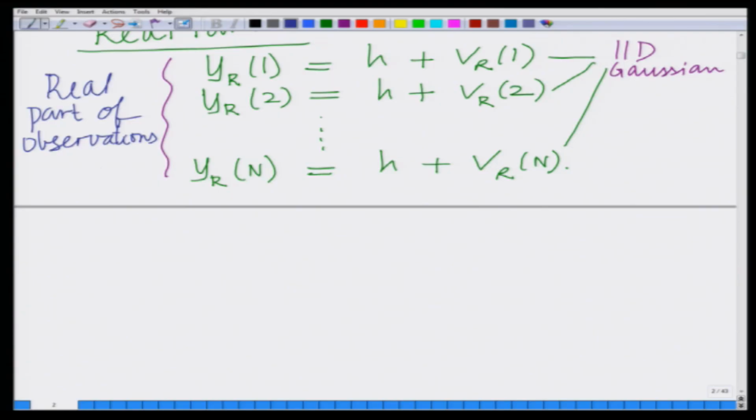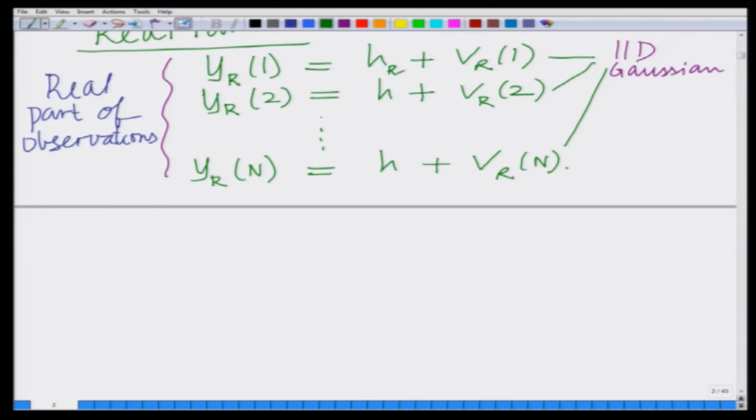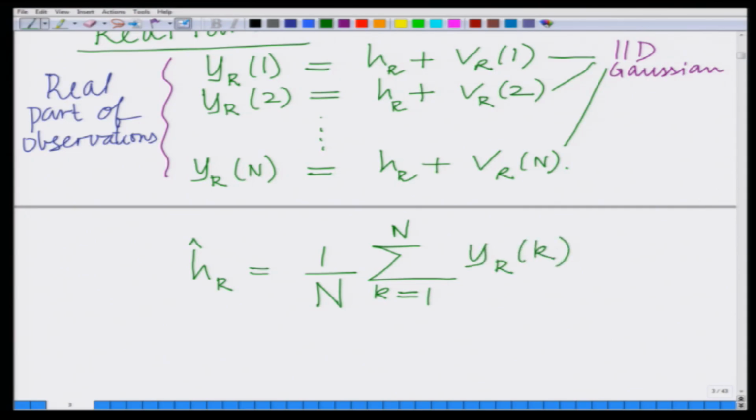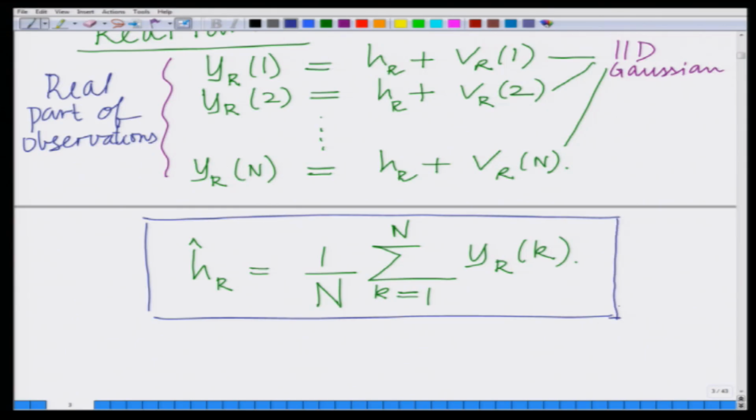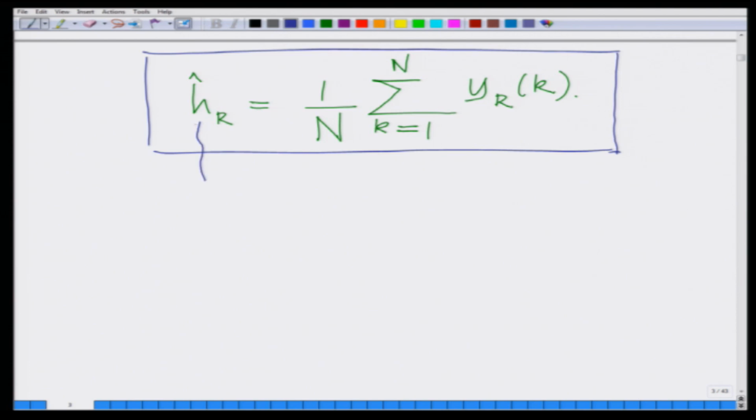Now, if you look at this, it has reduced back to the estimation of the real parameter h_r. So what I basically have is the estimate of the real part, h_r hat, equals the sample mean of the real part of the observations, that is, 1 over n summation k equals 1 to n of y_r(k). This is the estimate of the real part.